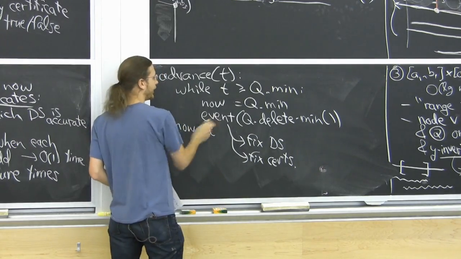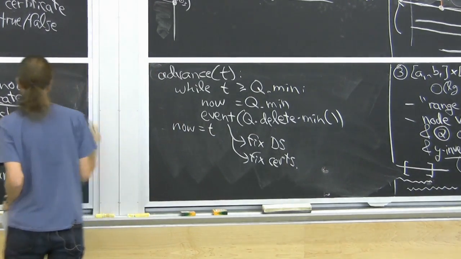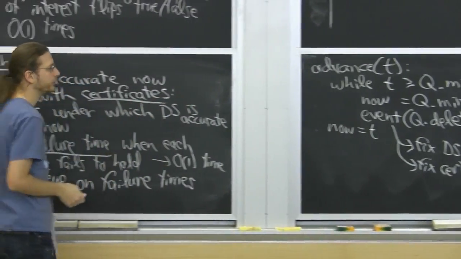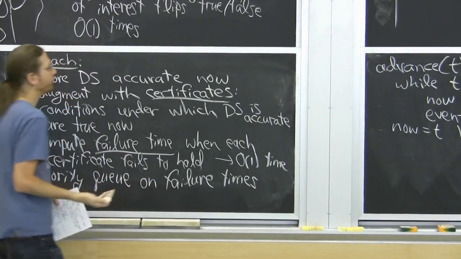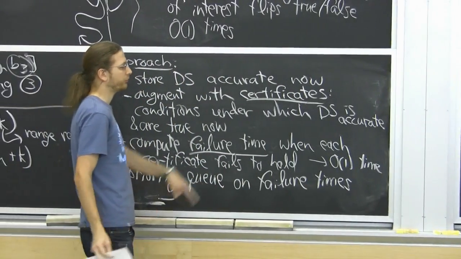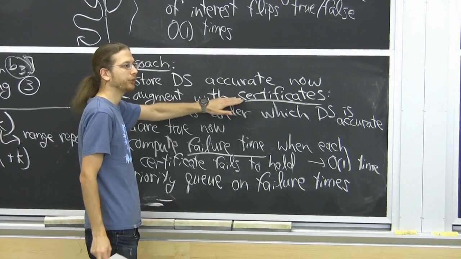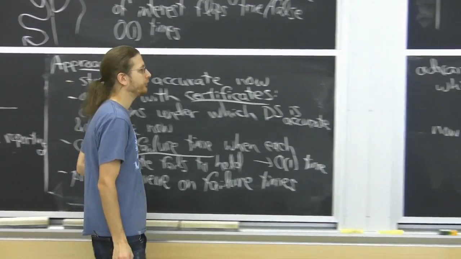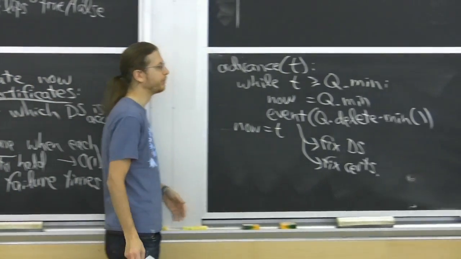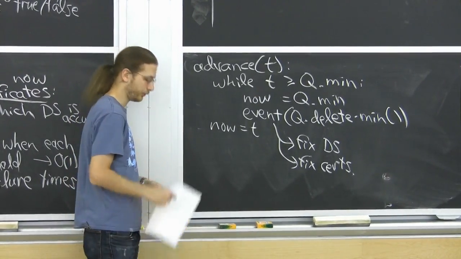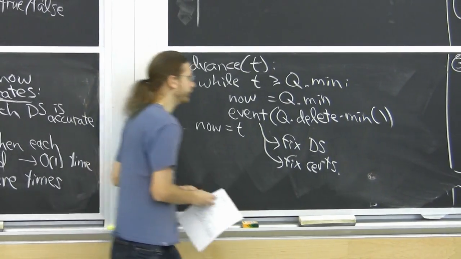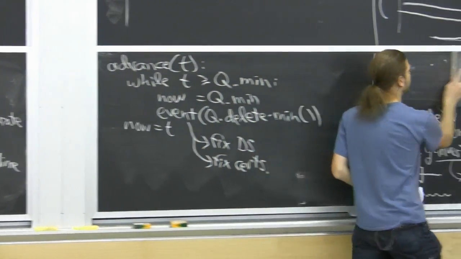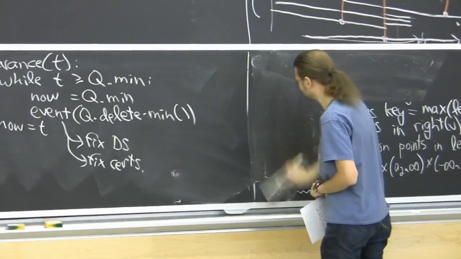So that is the challenge: how do you deal with an event when one of your certificates breaks? If you have a data structure you want to make kinetic, you first write down some certificates under which it's guaranteed to be valid, and then see how to fix them as things happen. Then there's the analysis issue, which we will get to. Let's start with an example before we get to analyzing, so this becomes a little more concrete.